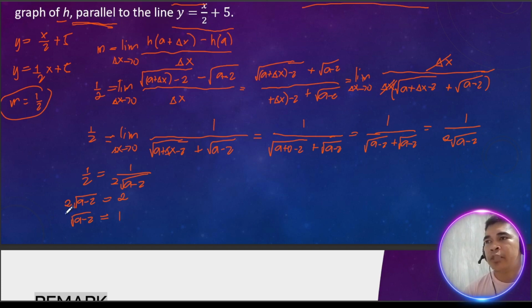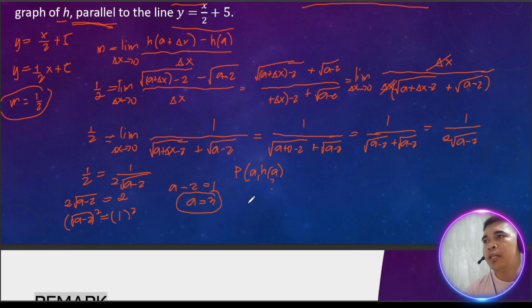Then square it to remove the square root. So the result now is a minus 2 equals 1. So our a is equal to 3. So we now have the value of our a. So the problem now is our h of a. So for example, our point, we have a and our h of a. So this is the only thing missing.